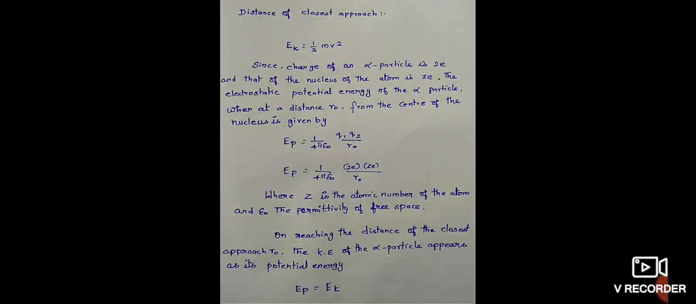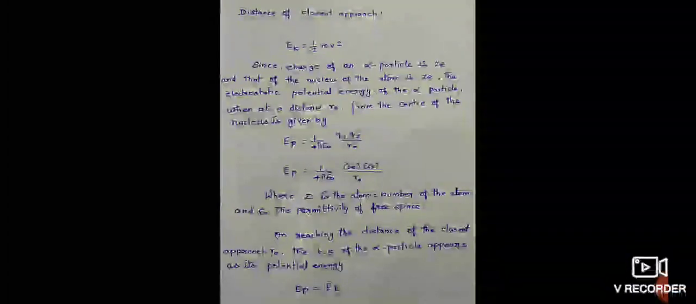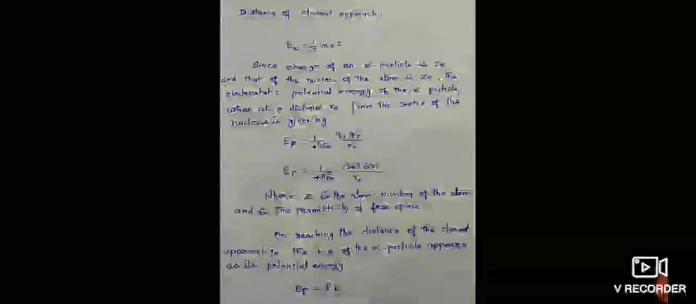This is the simple equation of electric potential energy of two charges. Here q1 represents the charge of the alpha particle, which is equal to 2e, and q2 represents the charge of the nucleus, Ze. So Ep is equal to 1 by 4 pi epsilon naught 2e into Ze divided by r0, where Z is called the atomic number of the atom, and epsilon naught is the permittivity of free space.